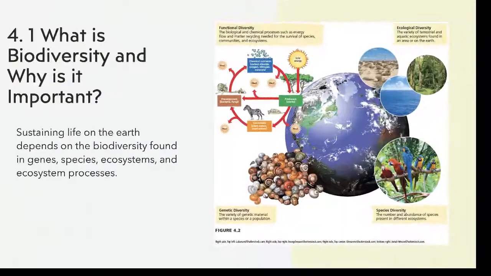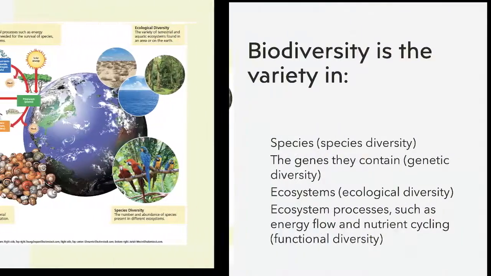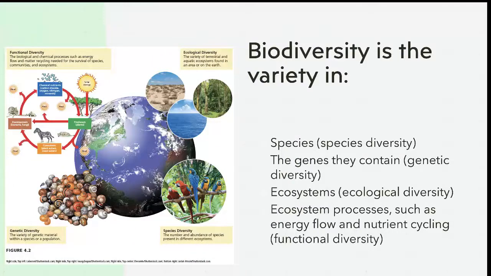Section 4.1 takes a look at what biodiversity is and why it is important. Sustaining life on the Earth depends on the biodiversity that's found in genes, species, ecosystems, and ecosystem processes. Let's take a closer look. Let's start with species diversity.